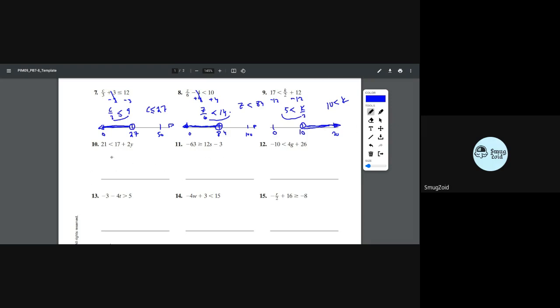Let's try number 10. Okay. We have, once again, let's subtract to get y by itself. So -17 here, -17 here, right? This goes away. 11 minus 7 is 4. 14 is less than 2y. Divide by 2, divide by 2. We have 7 is less than y.